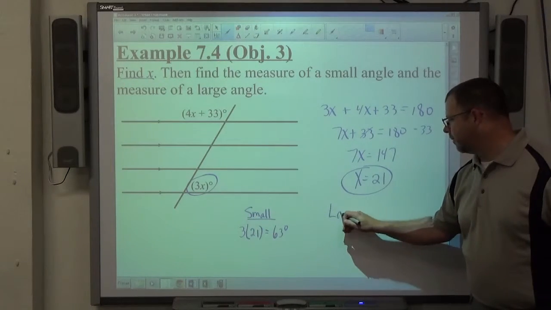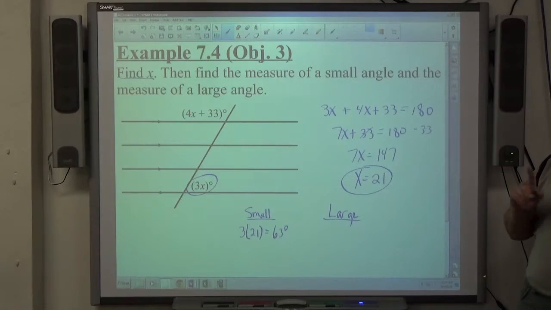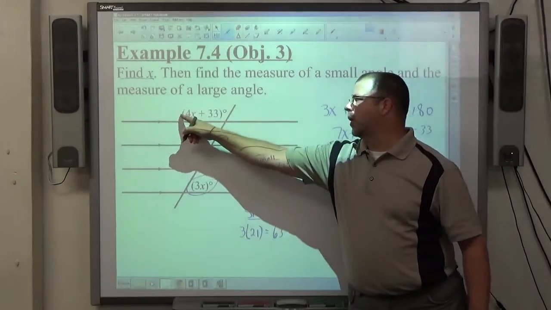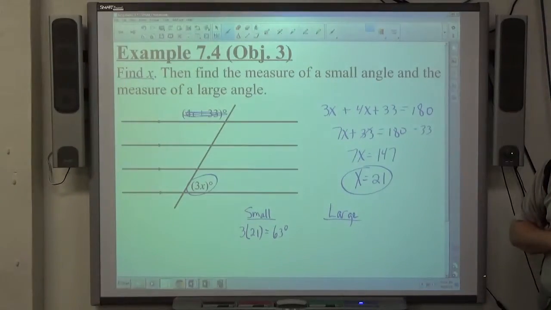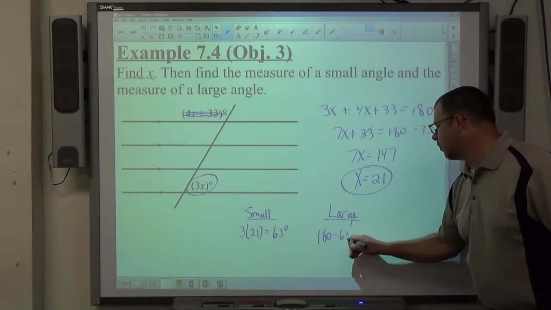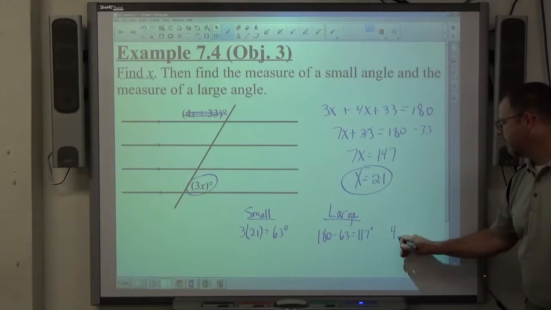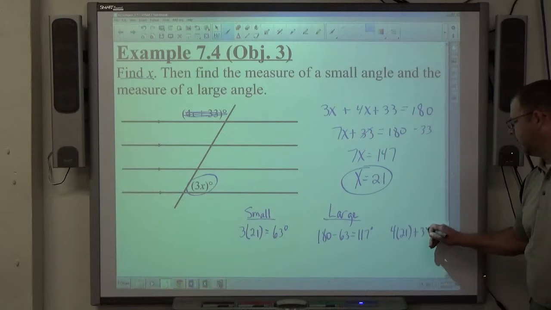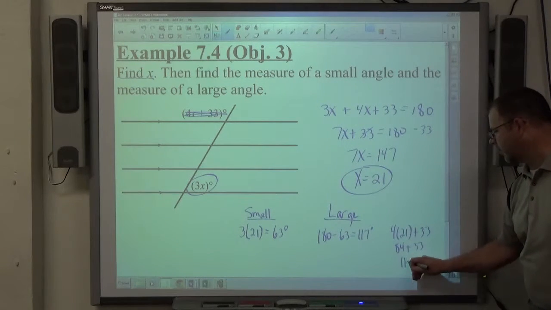Large angle. I got 4x plus 33. I don't even need the 4x plus 33, do I? If I didn't know that, how could I figure out how big the large angle was? 180 minus 63. 180 minus 63 is equal to 117. Or if we'd gone with the 4x plus 33, 4 times 21 plus 33 comes out to 84 plus 33, which of course is 117 degrees also.